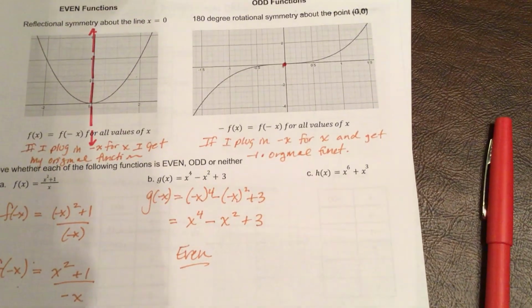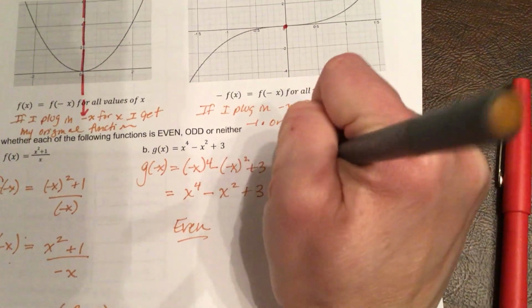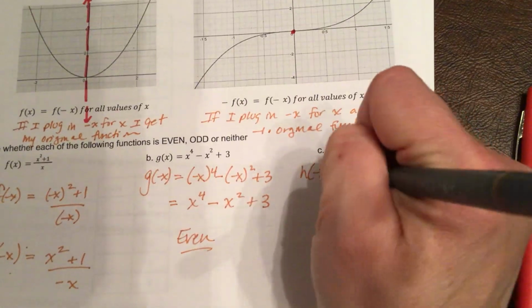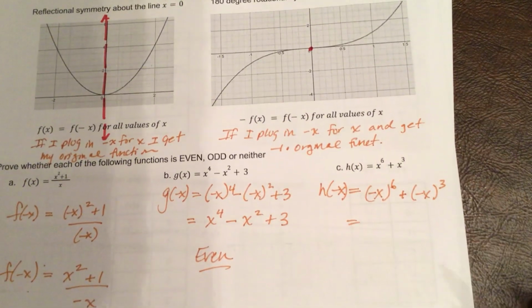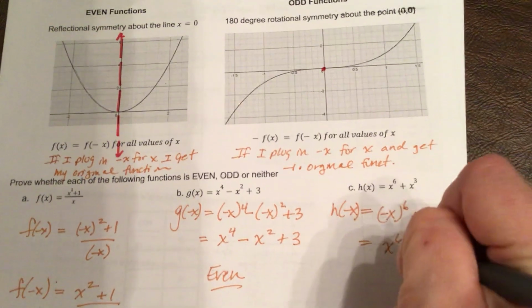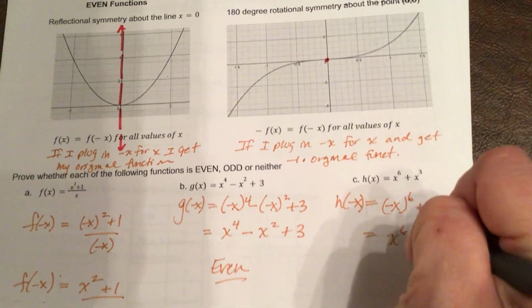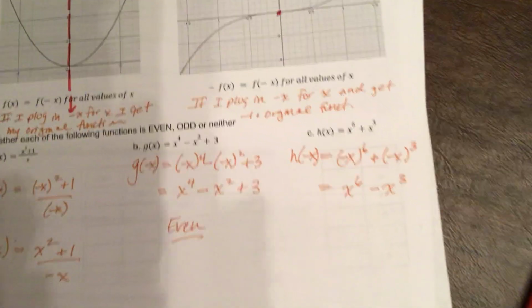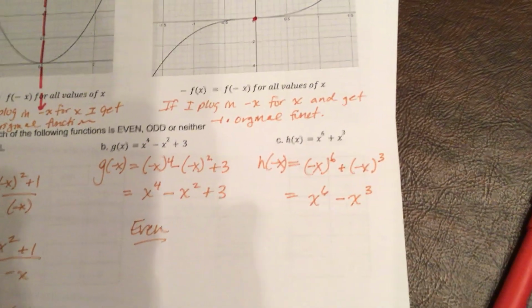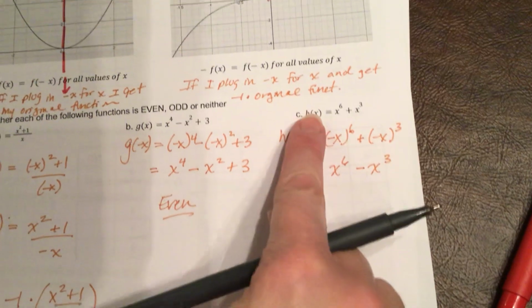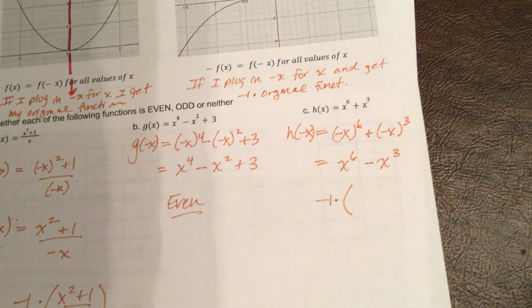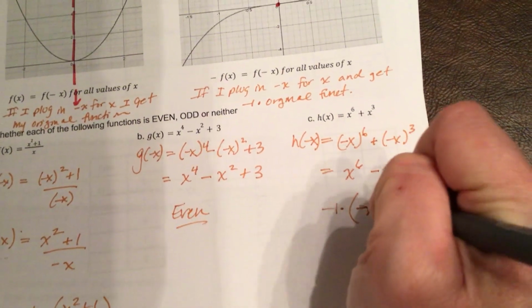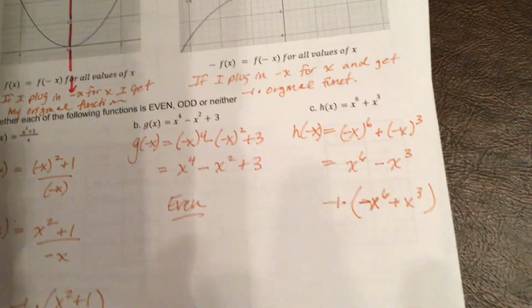Can you take a guess at what the last answer is going to be? All right, let's plug in -x. So if I plug in -x, I get -x to the 6th plus -x cubed. A -x to the 6th would be x to the 6th, and a -x cubed would be a -x cubed, because a negative times a negative times a negative is a negative. So is this -1 times my original? Well, let's factor out a -1. That's how I always check. If I factor out a -1, I would get -x to the 6th plus x cubed.